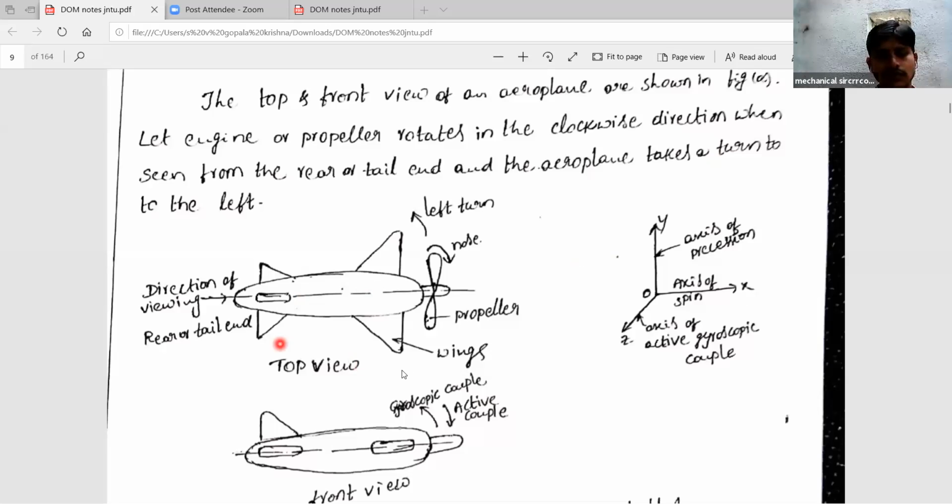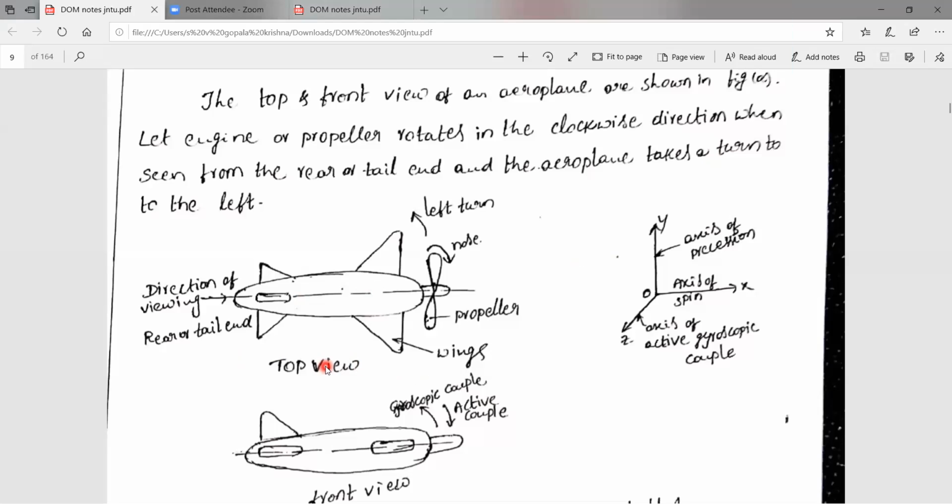All of you observe that the total conditions are followed by only this one. Sir, top view of our aeroplane. Tell me, how did V come in the aeroplane problem, sir? V is already given: 240 into 10 power 3 by 3600.